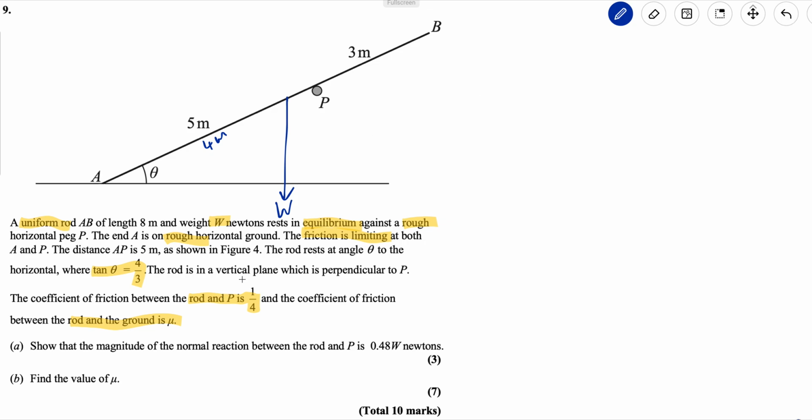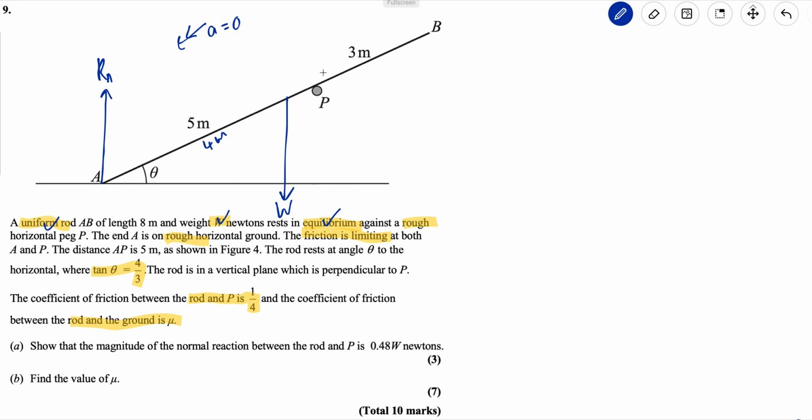Okay, so there's a reaction force at A, so I'll call that R at A, and there's also a friction force. Now, there are no other forces holding this in place, so if the peg was smooth and the ground was smooth, this rod would just slip down gradually this way until it was flat on the ground. So the direction of motion would be that way, but acceleration is actually 0 because it's in equilibrium.